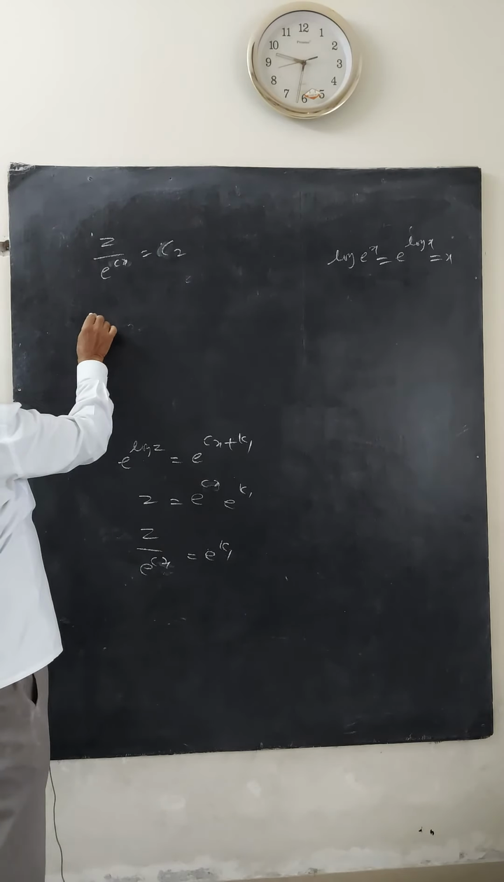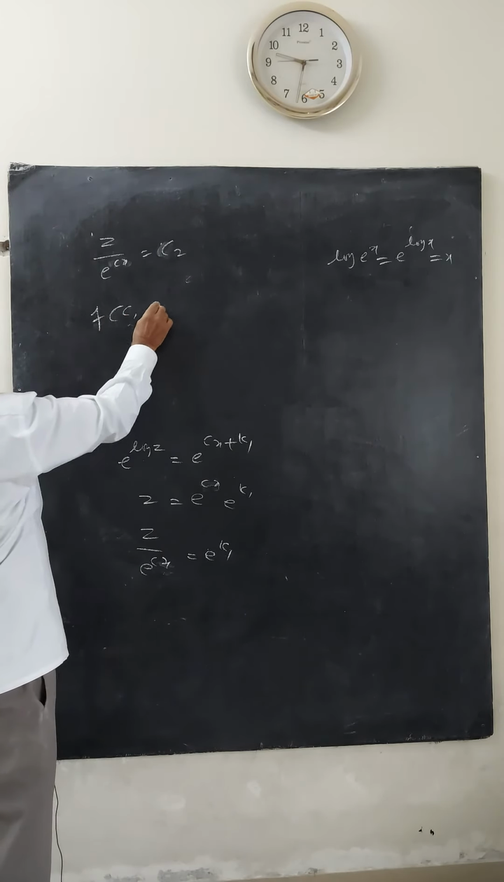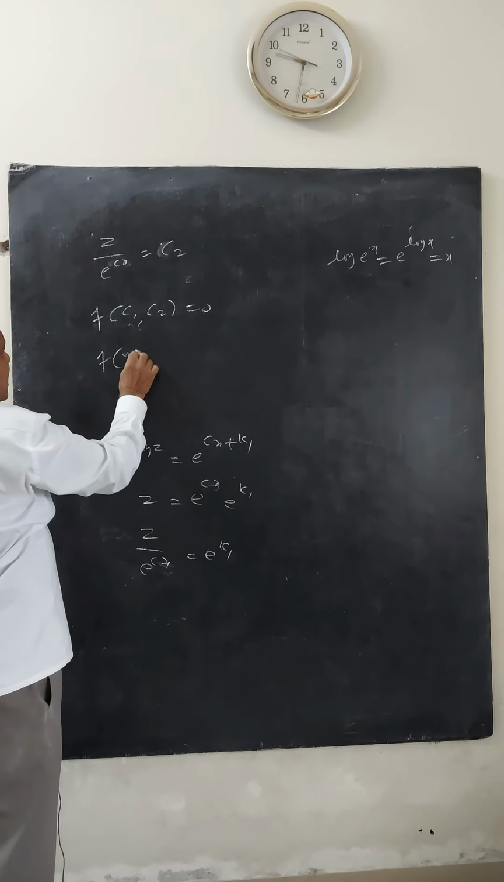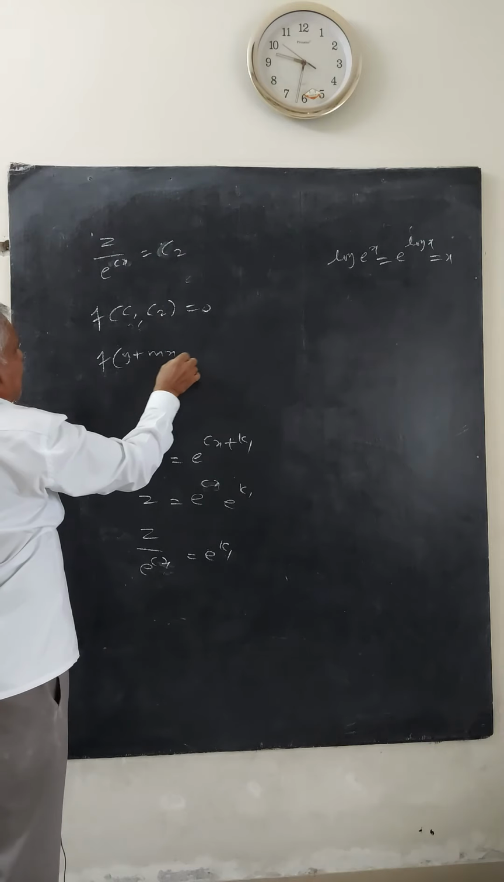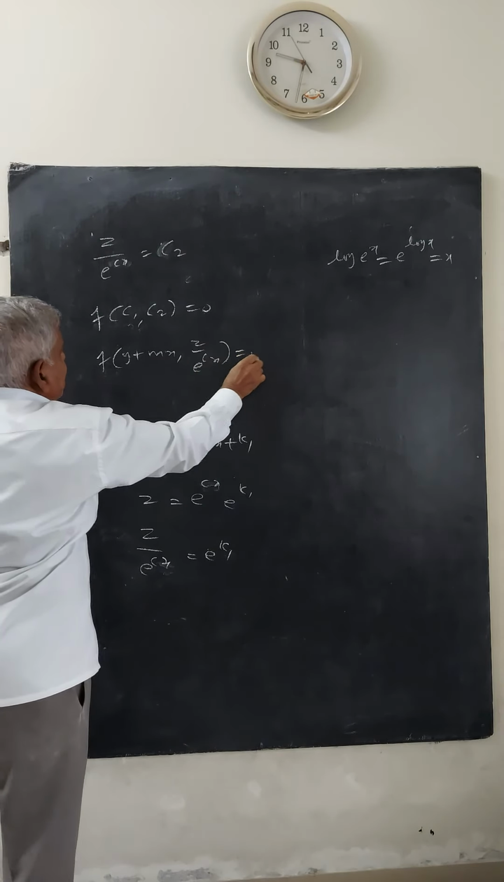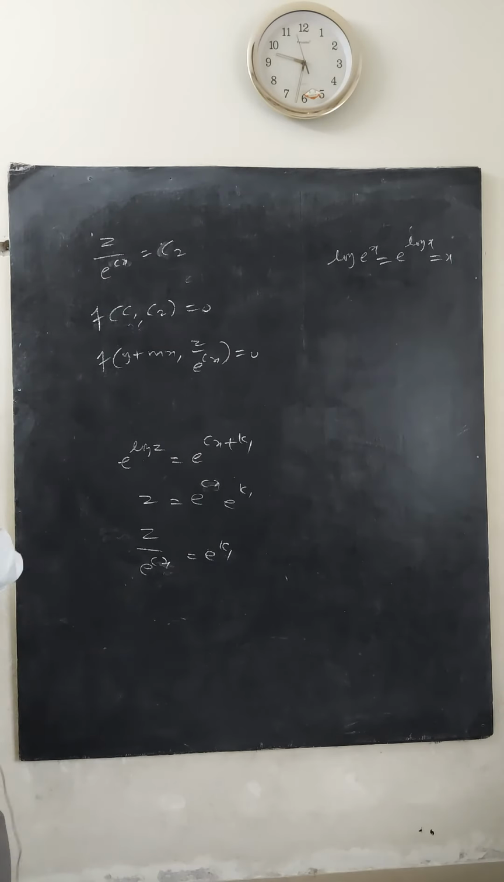Therefore, the Lagrange solution is f of c1 comma c2 equal to 0. Already we know c1 is y plus mx. c2 is z by e power cx. This is the Lagrange solution.